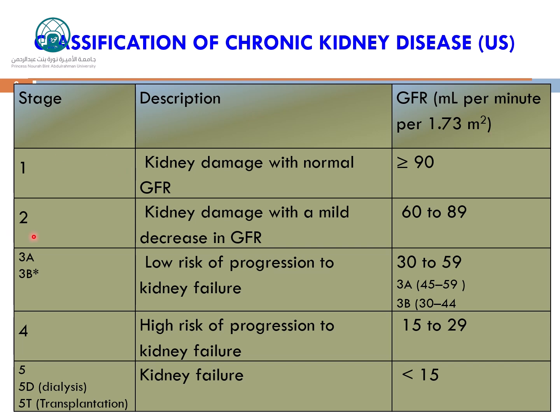So for stage 2, sure, the GFR value will be reduced much more than the 90 ml per minute. It will be around 60 to 89 milliliters per minute. So there is a kidney damage with a mild decrease in the GFR. Here, kidney damage with normal GFR in the first stage. Now, this is the second stage.